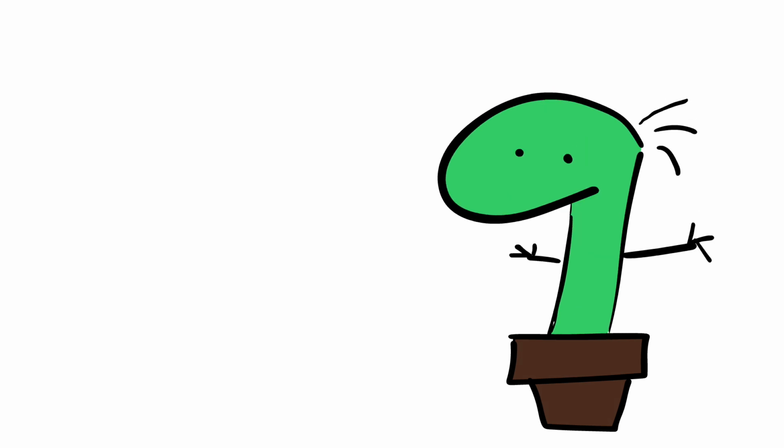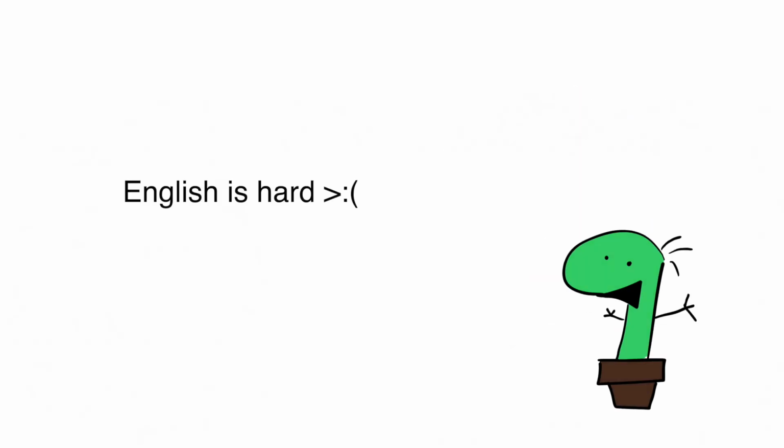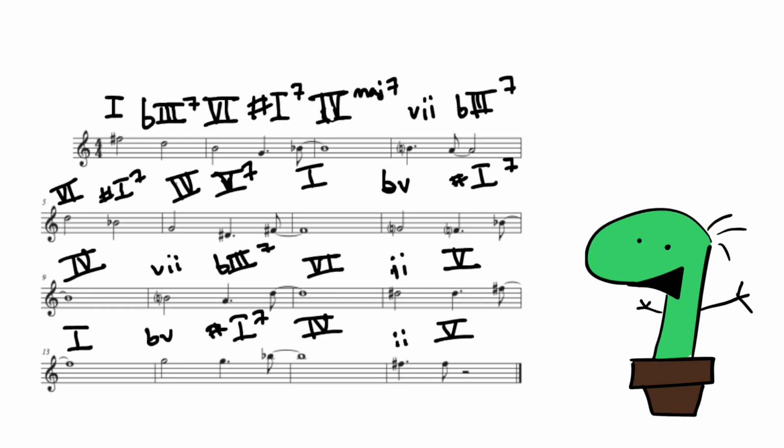For example, this is the... it's so hard to say. This is the Roman numeral analysis if the tonic was B major, which is the first chord of the piece.